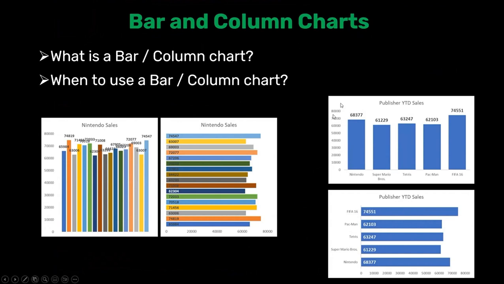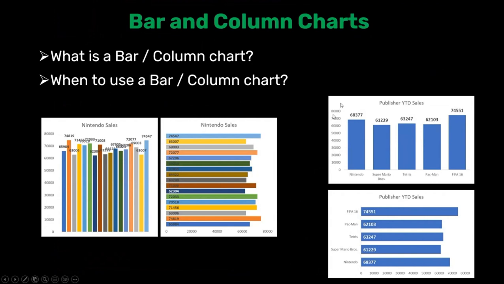So this is what you have to decide. When you have less data, then you can choose either of them. For example, look at these two charts. The same data can be plotted in a column chart as well as a bar chart because the data is less. So how do you decide which one to use? Again, it depends upon your audience. What would they like to see? What are they comfortable with?